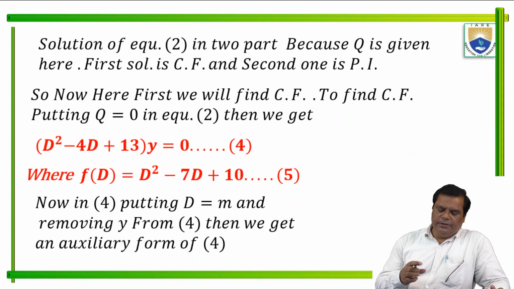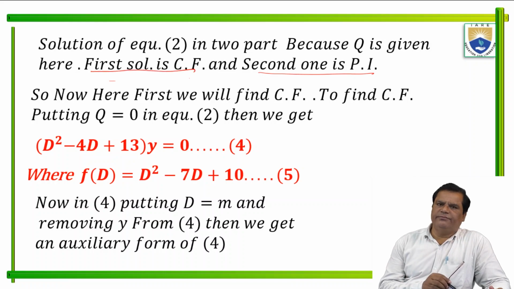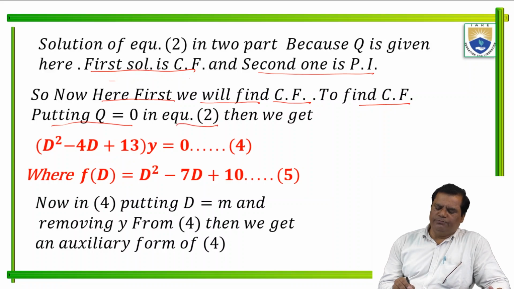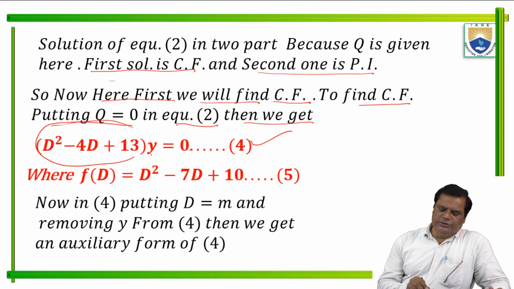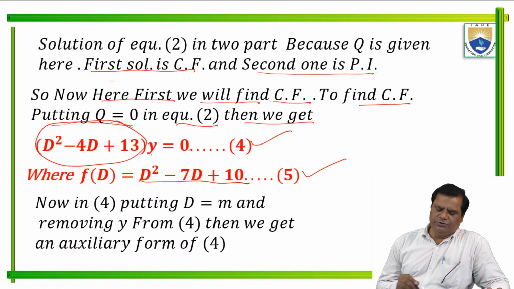The solution of equation 2 comes in two parts because Q is given. The first solution is CF and the second solution is PI. First we will find CF, the complementary function. To find CF, putting Q equal to 0 in equation 2, we get D square minus 4D plus 13 y equal to 0, equation 4, where f(D) is D square minus 4D plus 13, equation 5.